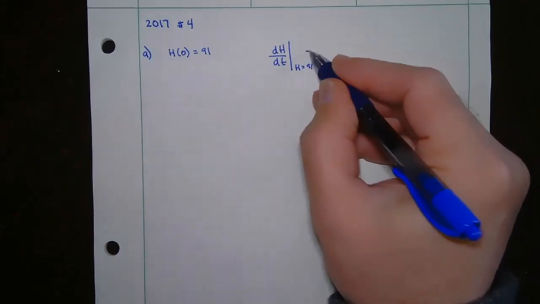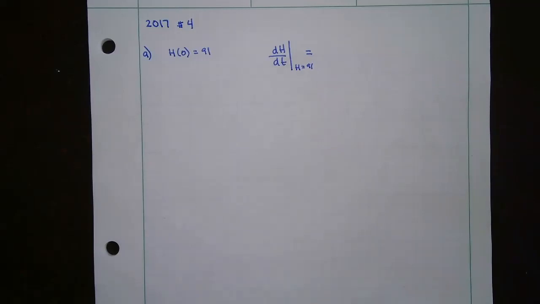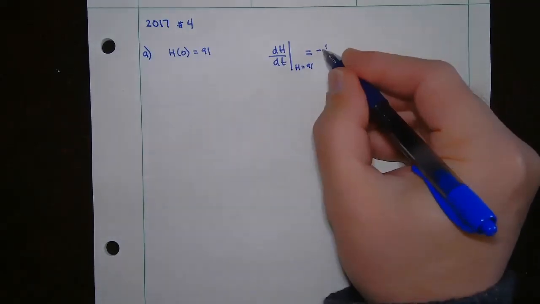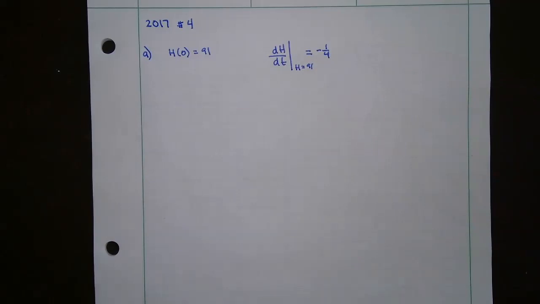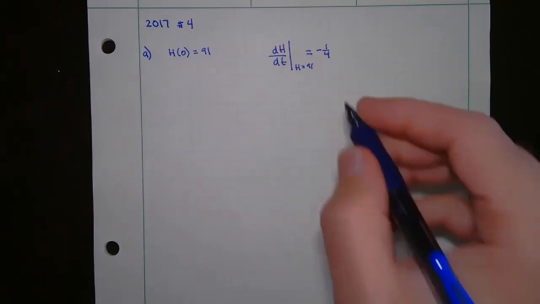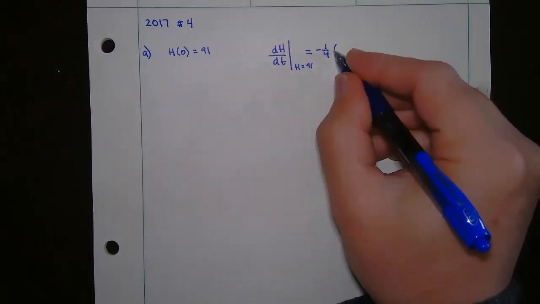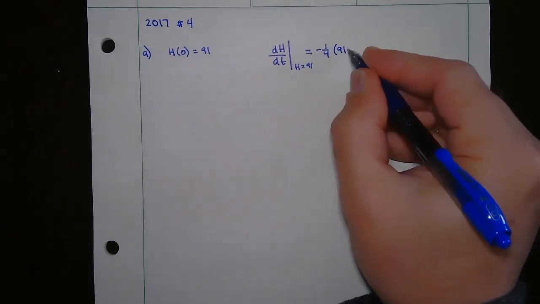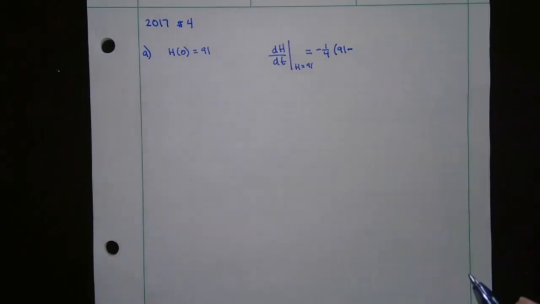Because our differential equation says it's negative 1/4 times h minus 27. So the rate at which it's decreasing, the temperature is decreasing, depends on the initial temperature, or the temperature that we're trying to find it at, okay? So this would be negative 1/4 times 91 minus 27.